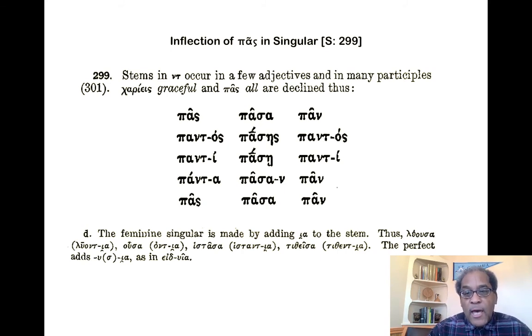Now, here at 299D, Smyth explains that the feminine singular is made by adding semivocalic iota alpha to the stem. Thus, you get this phenomenon where the N and the T convert to sigma, and then the vowel in front of them is lengthened. So thus, you get a lot of these things.